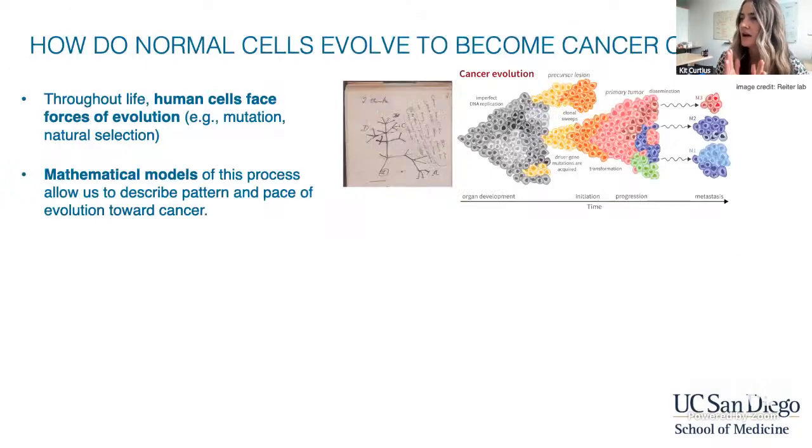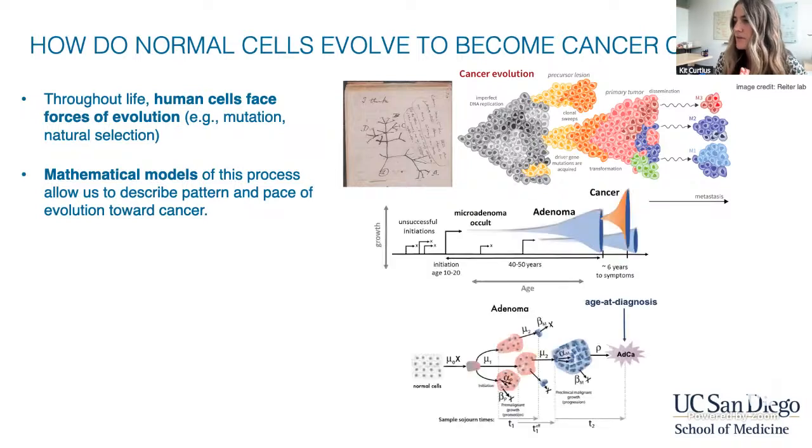Okay, so again, normal cells in our body are undergoing these processes of evolution all throughout our lives. They face these forces of mutation and natural selection, and mathematical models of this process allow us to describe this pattern and pace of evolution toward cancer. And one of the models that we focus on in our group has been developed since the 1950s, which are these multi-type branching process models capturing these stages of progression from normal to cancer.